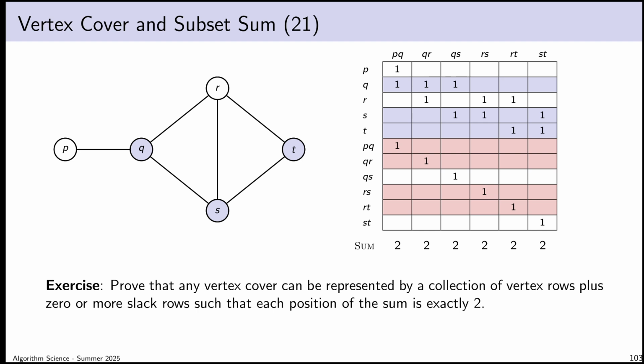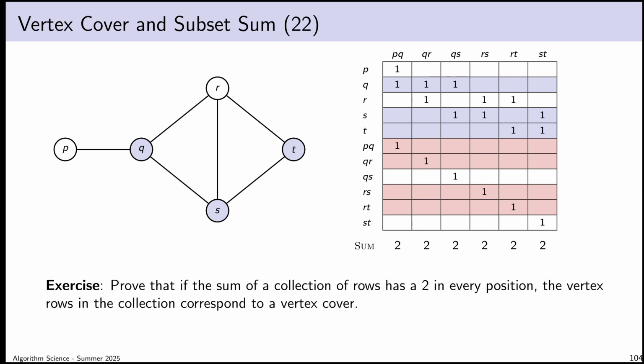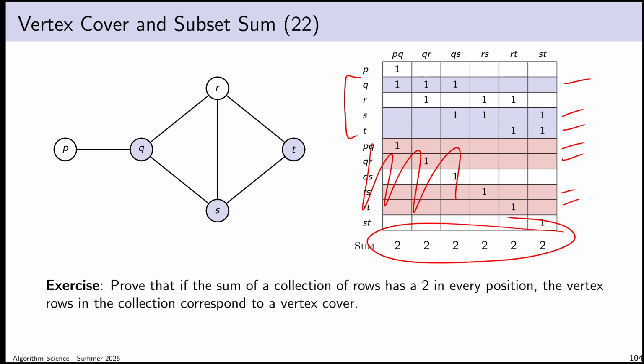Prove that any vertex cover can be represented by a collection of vertex rows plus 0 or more slack rows, such that in every position of the sum, I can see the number 2. Okay, that's one direction of the proof. The other direction is prove that if you find a collection of rows that adds up to all 2s, then you in fact have a vertex cover, if you only consider the rows that correspond to vertices. So you just ignore the slack rows that were chosen and consider only the rows that correspond to vertices. These two proofs are necessary to justify the reduction.